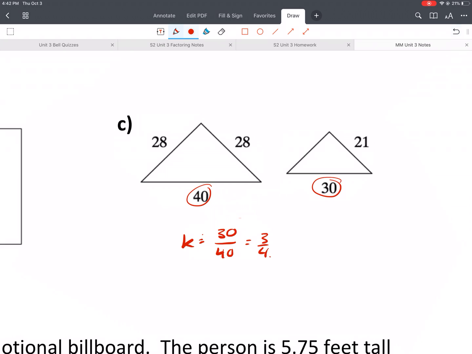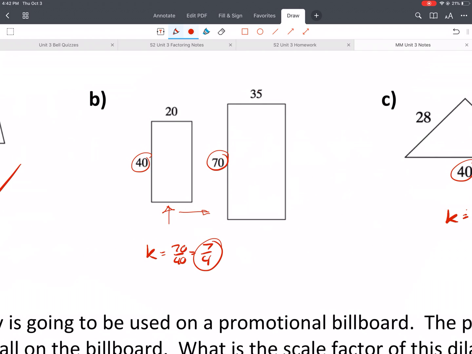Scale factor. Okay, and this one would be reduction, because k is less than 1 and the shape gets smaller. Here this would be enlargement, because we multiply the first image and it becomes bigger.